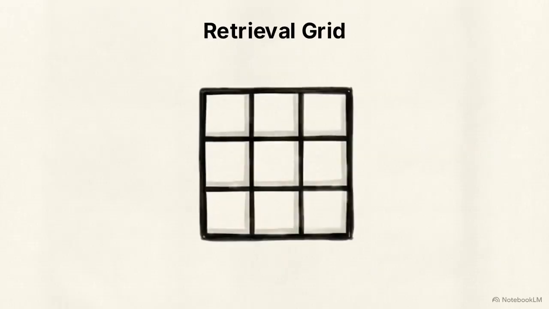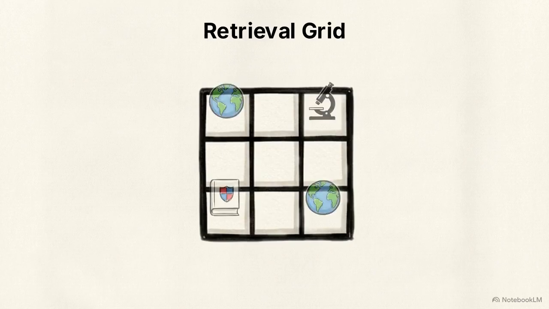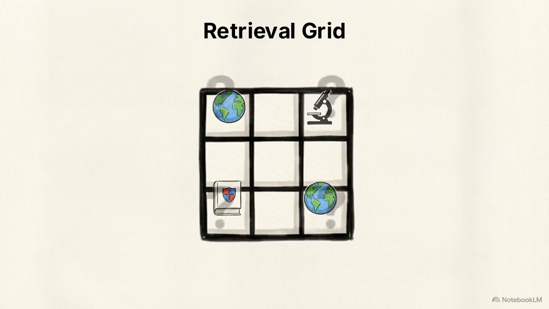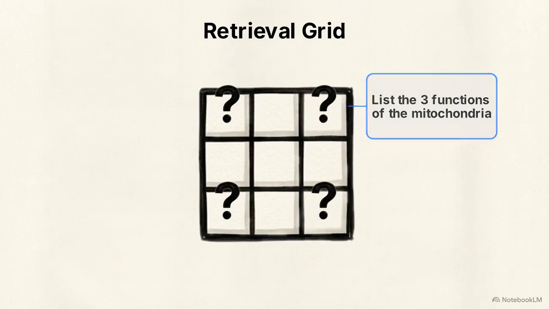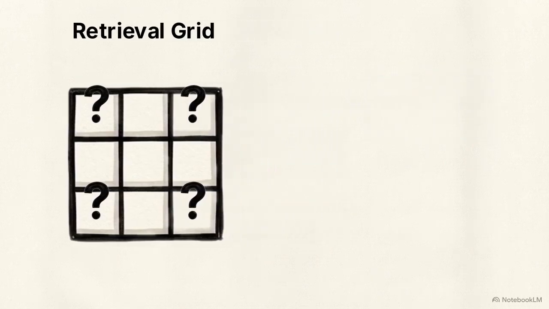This diagram illustrates a retrieval grid, one of the most reliable active task templates. It divides a simple layout into distinct zones for different past topics. Rather than labeling a box with a broad topic like the cell, populate the grid with targeted prompts, such as list the 3 functions of the mitochondria.